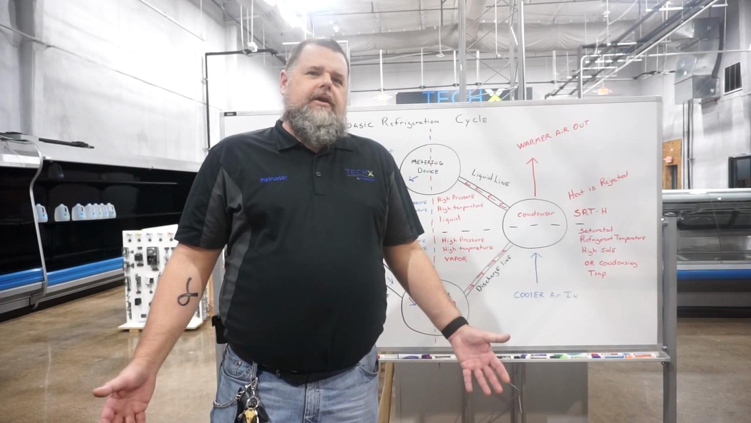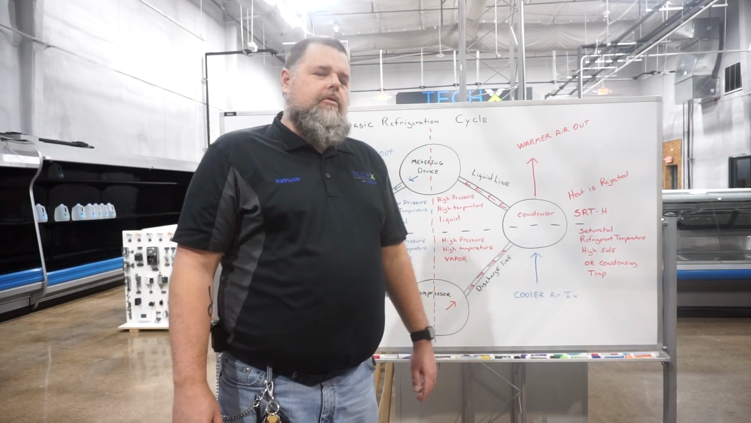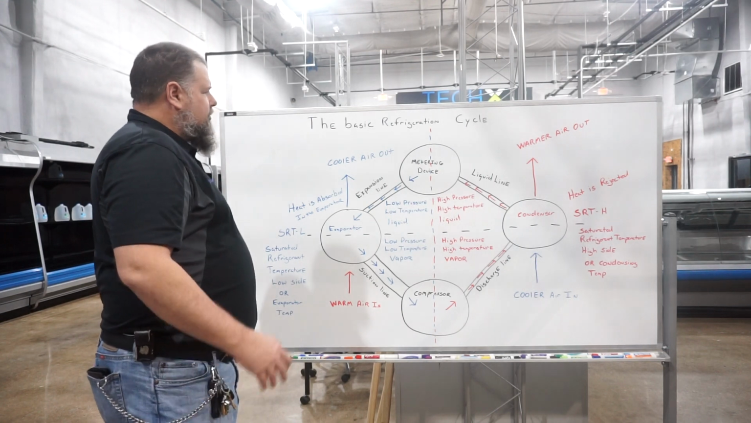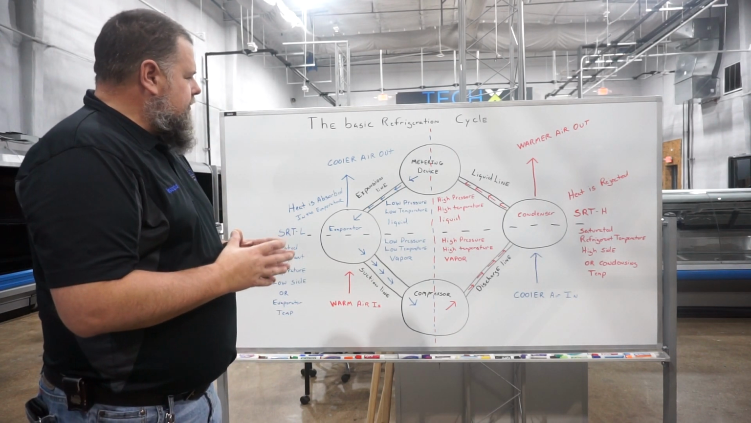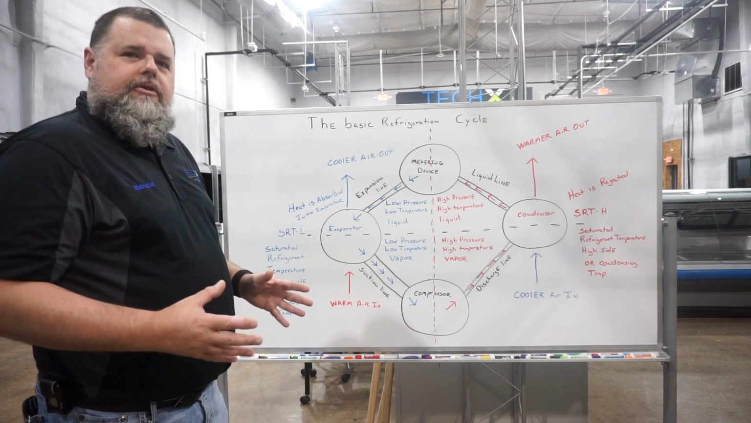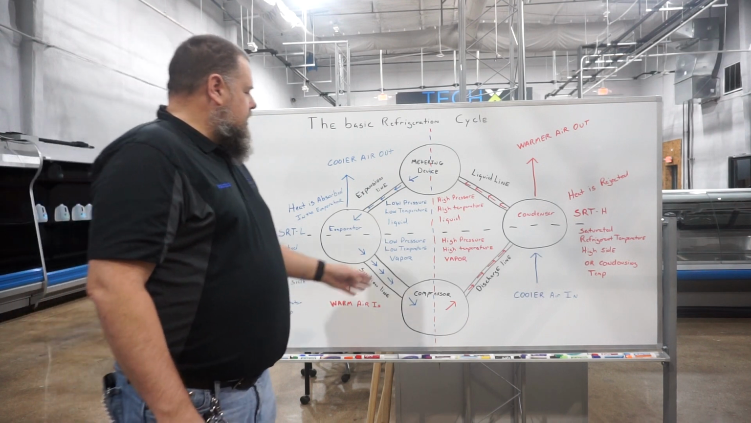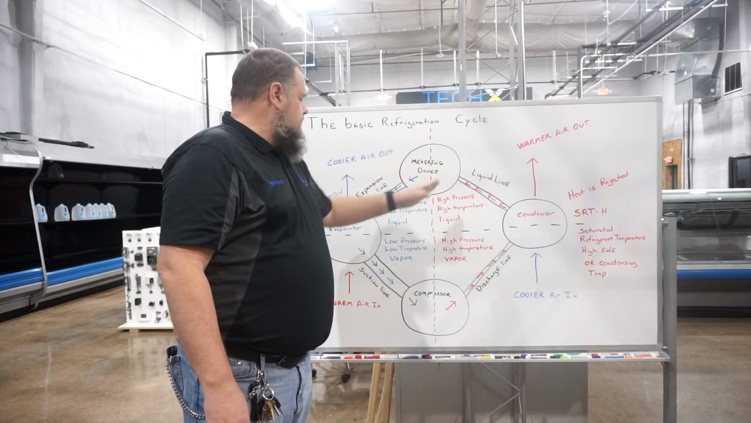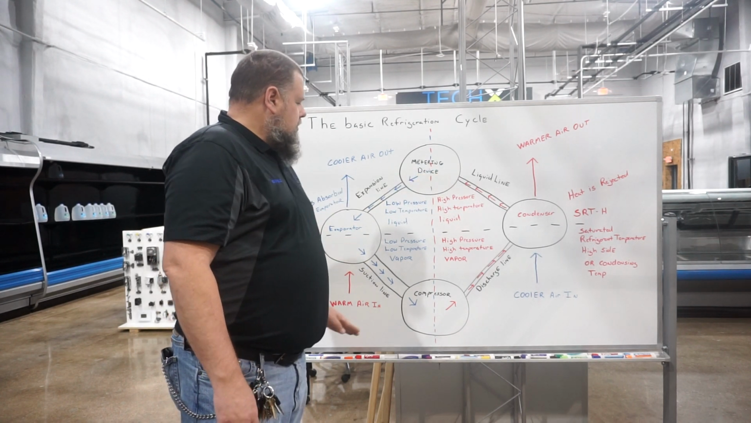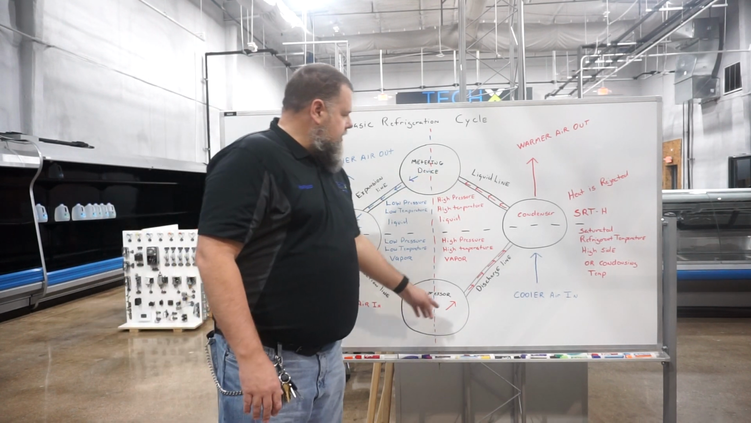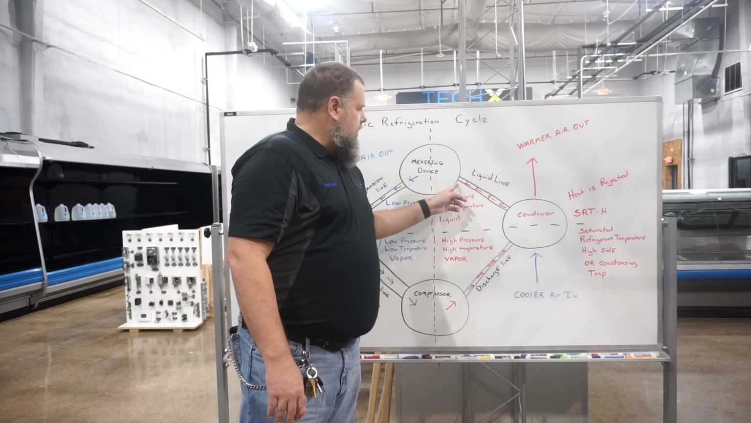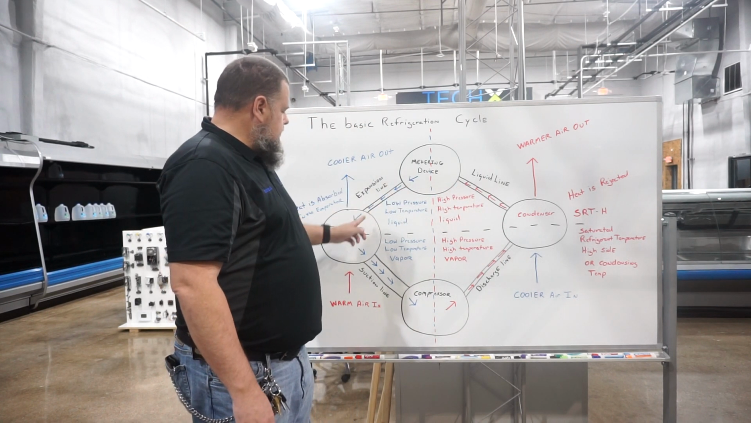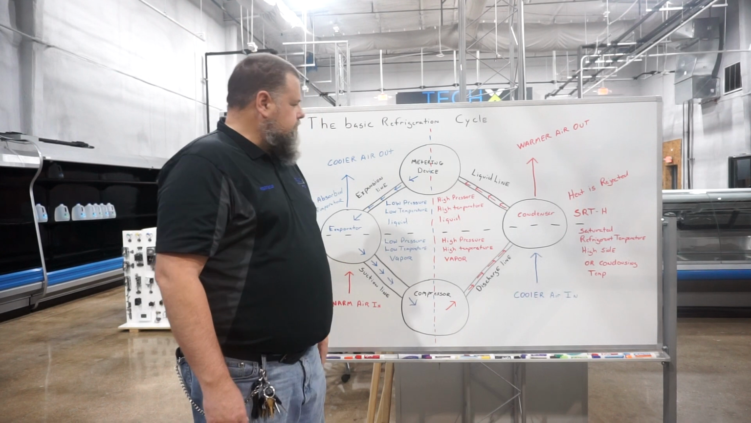I'm here to talk to you today about the basic refrigeration cycle. So I'm going to start off with the basic refrigeration cycle. We're going to start off with the four components we need to make this work. Right now we have a compressor, we have a condenser, a metering device, and an evaporator. We also have the lines that connect them. We have a discharge line, a liquid line, expansion line, and your suction line here.